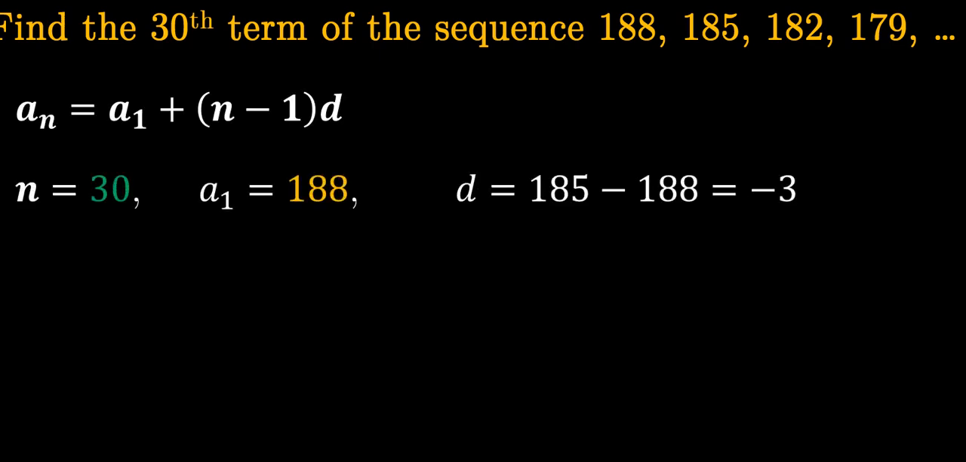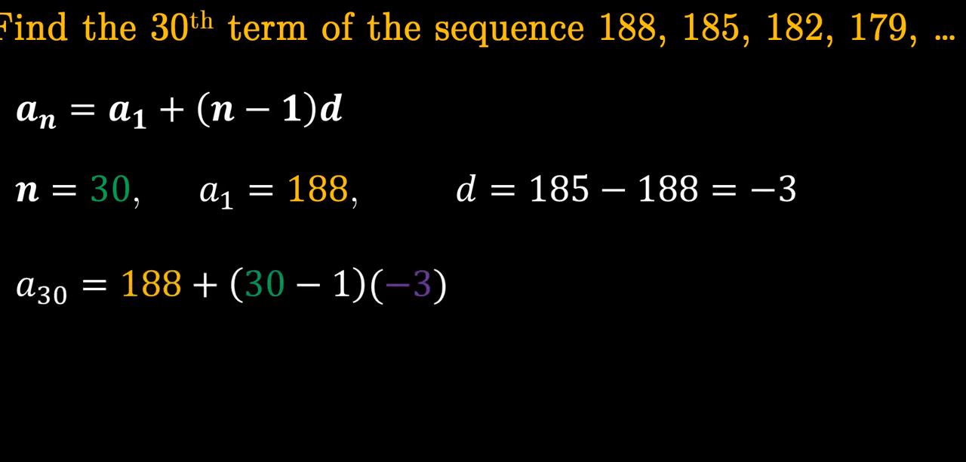So our needed values are n equals 30 because we are looking for the 30th term. Our first term is 188. Then we will subtract the first and the second term, 185 minus 188. That gives us our common difference, which is negative 3.